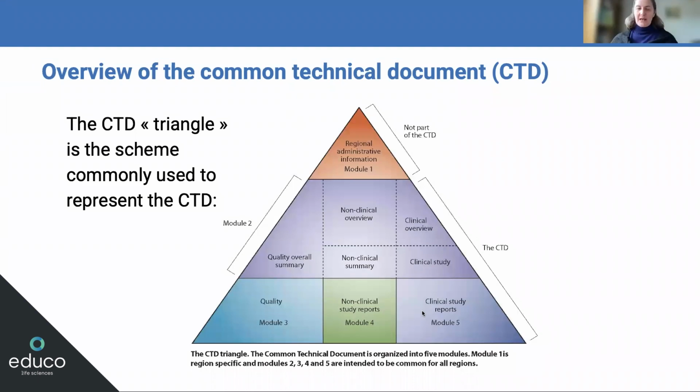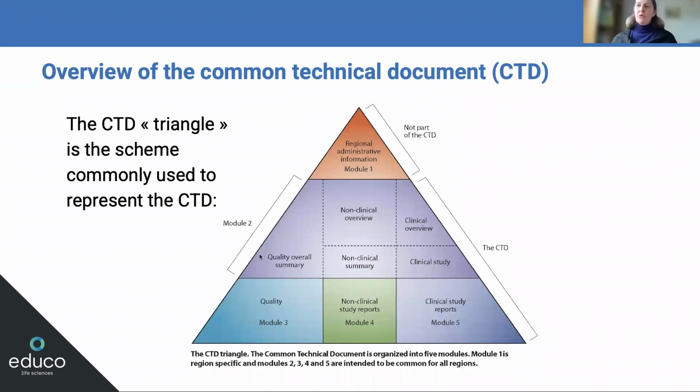So this is why in the CTD, you have a second store here, which is called the module 2, which is about summarizing the module 4, 3, and 5. And for the module 3, it's just a summary. It's what we call the quality overall summary, QOS. So it's just really a basic summary.